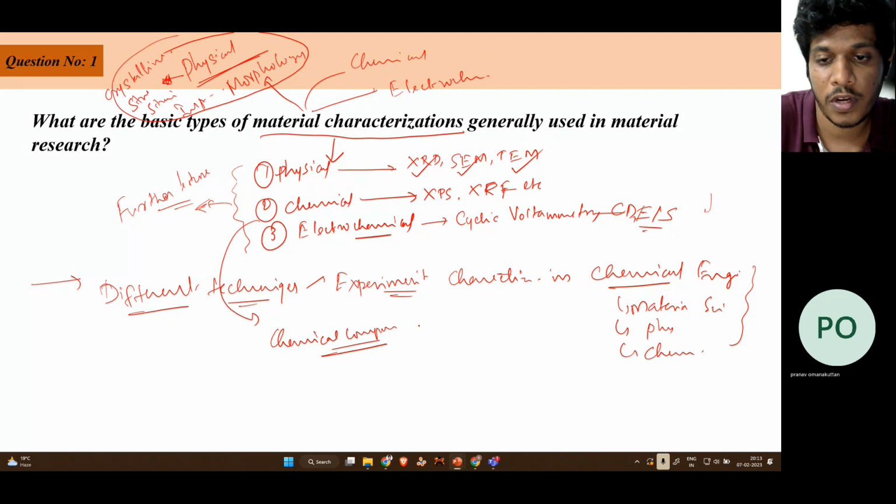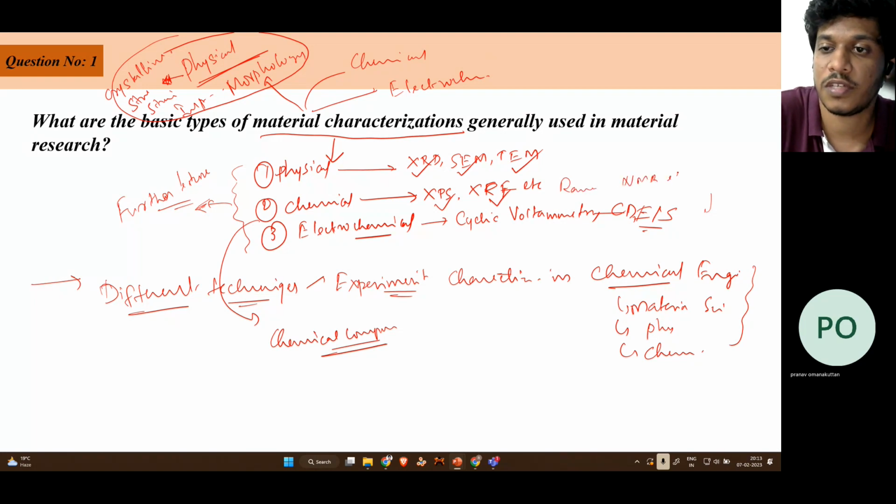And some of the very commonly used chemical characterization techniques are XPS, XRF, and we can go for Raman, NMR, etc. So these are the very commonly used chemical characterization techniques.